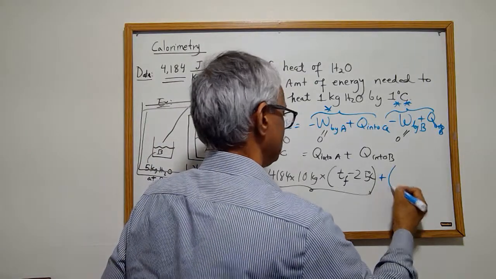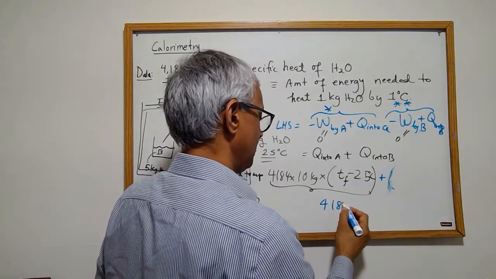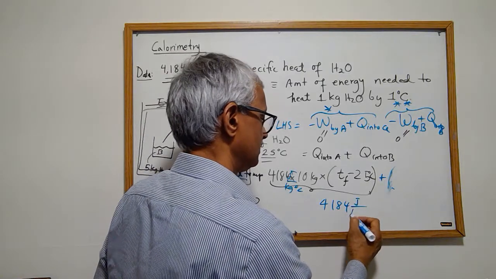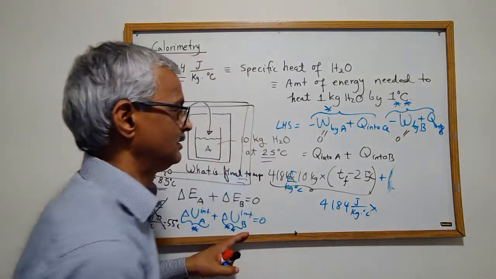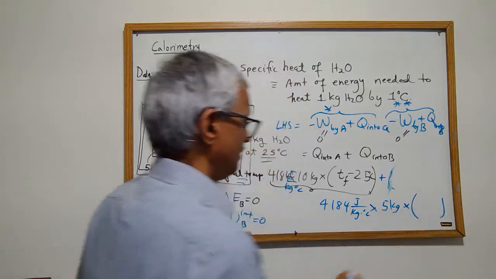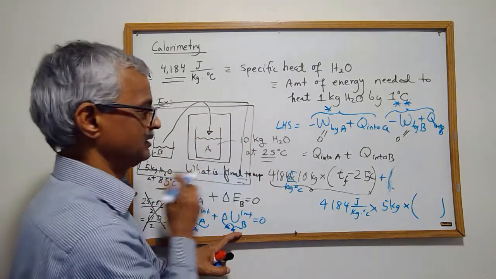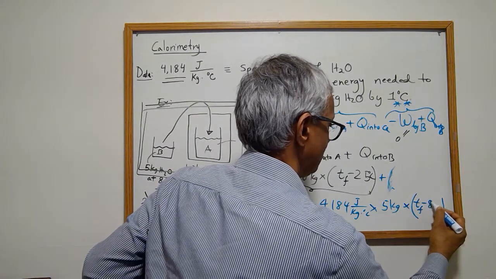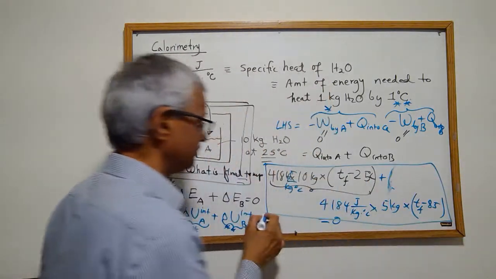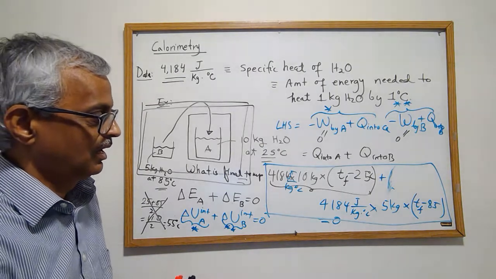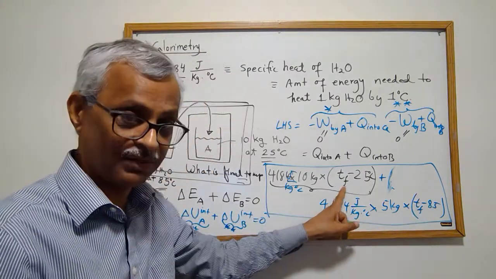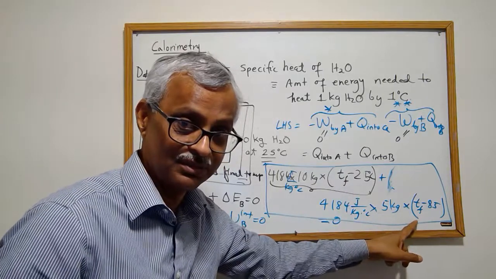So from B it's going to look like 4,184 joules per kilogram per degree Celsius, that's the unit, times 5 kilograms, times the final temperature TF minus 85, and this should equal 0. So this is an equation in TF which we can solve. Energy changes are final minus initial, so this gives positive and this gives negative, correctly.